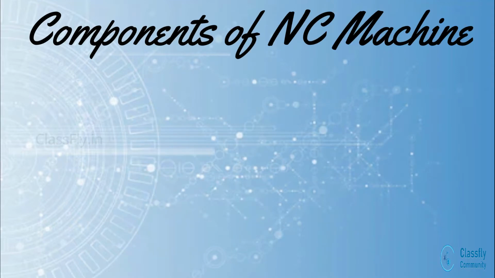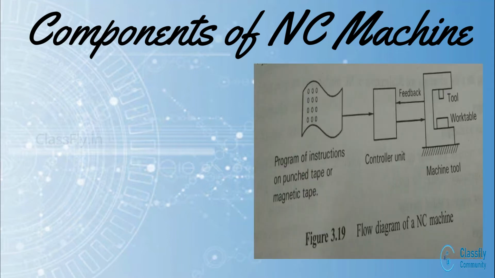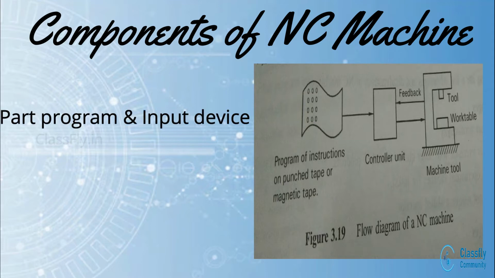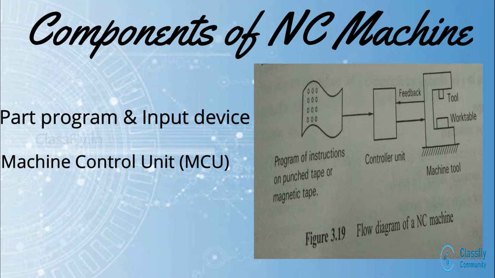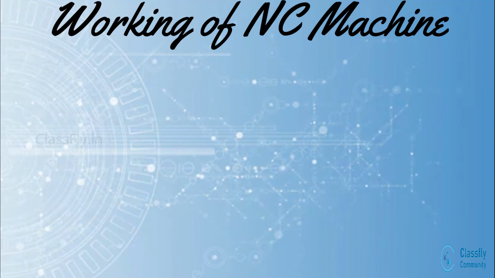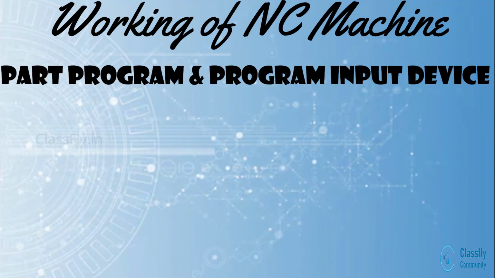So now let us look into the basic components of an NC machine. Well, it consists of three major components: the part program and the program input device, the control unit also known as the MCU, and finally the machine tool. Let us study the working with the help of this flow diagram. First, the part program and the program input device.